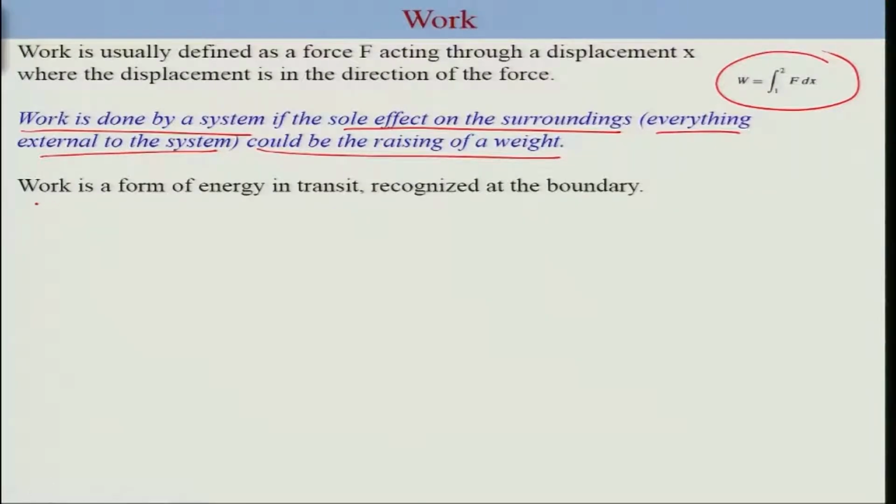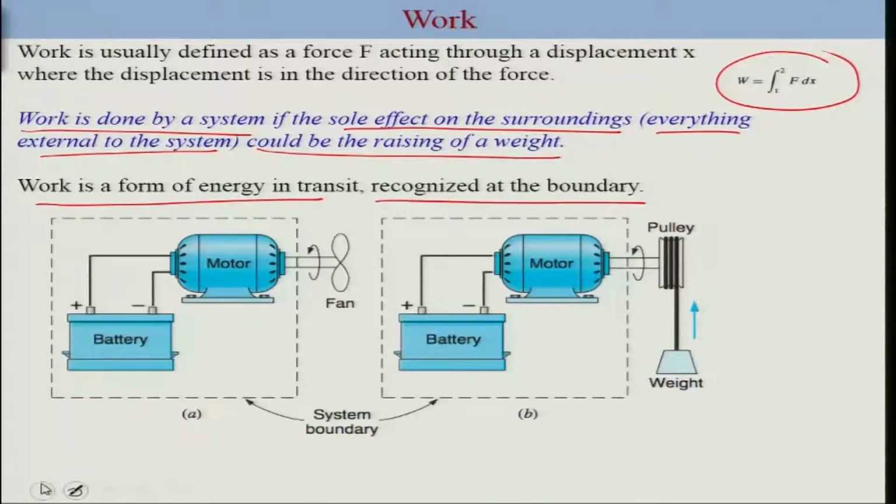We already know that work is a form of energy in transit, that means it is recognized at the boundary, and the system does not contain work, and that is true for heat as well. It is only recognized at the boundary. Now take an example of a battery and motor which drives a fan. If you look at it carefully at the boundary, and ask whether work crosses the boundary, or whether any work is done for such a system, how do you explain it, because you cannot even see that a force has acted through a distance.